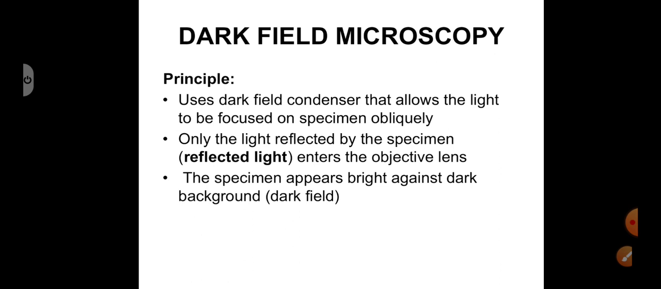So to repeat, here the condenser is a special type of condenser which has a stopper which will not allow the entire light to fall on the specimen. So only oblique rays of light come and fall onto the specimen, and whichever light is reflected by the specimen only enters the objective lens, not the entire light. So the specimen appears bright against a dark background. That's why it's known as the dark field microscope.